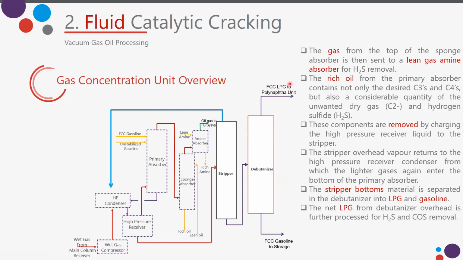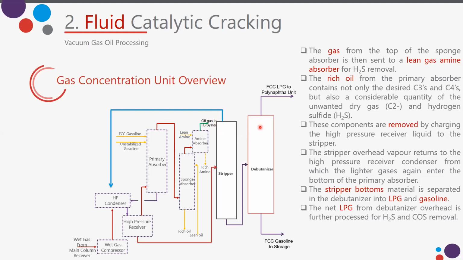So this is the gas concentration unit where we have two main streams coming in. That is the wet gas from the main column receiver, and the unstabilized gasoline, also from this receiver, but the liquid part of the receiver. Here we compress, then we go to the primary absorber, then to the sponge absorber. Here we have the lighter components that we will send as fuel to the fuel gas system.